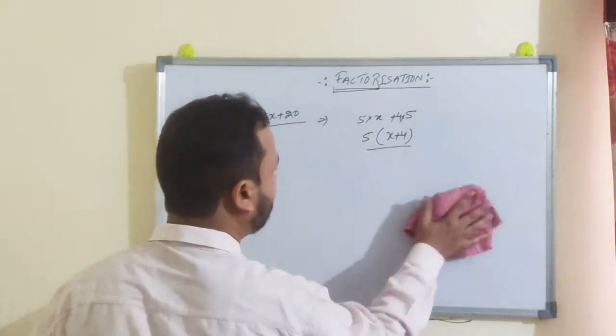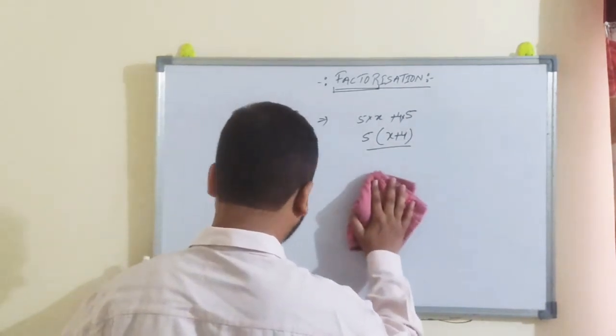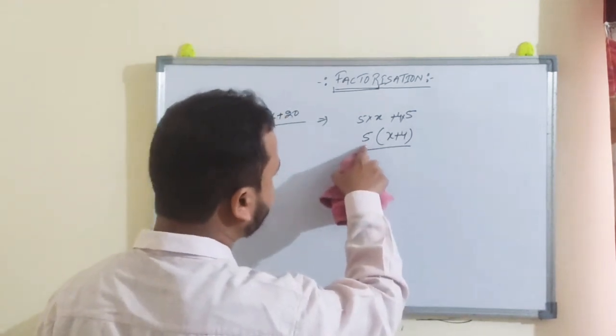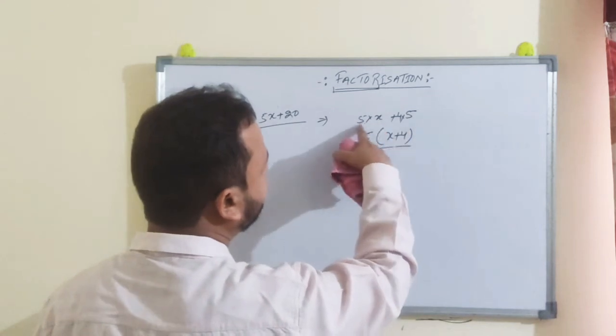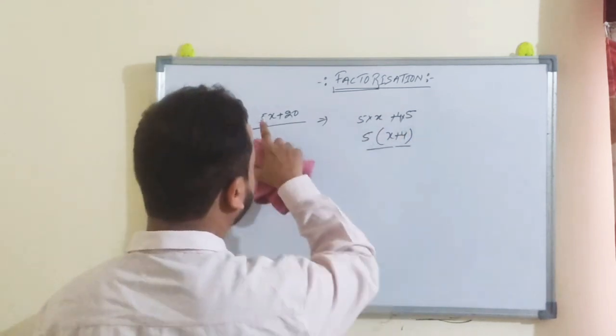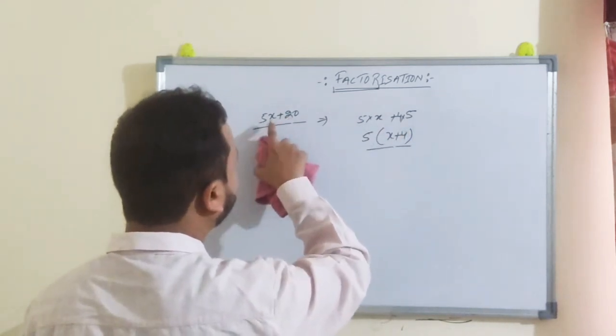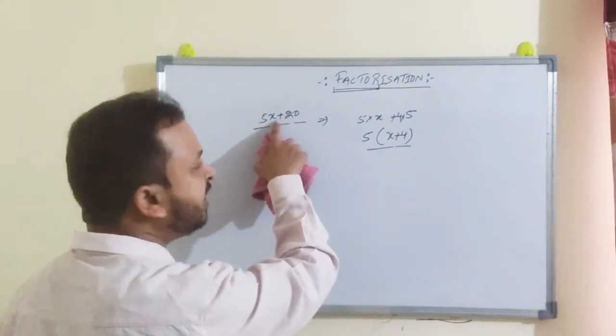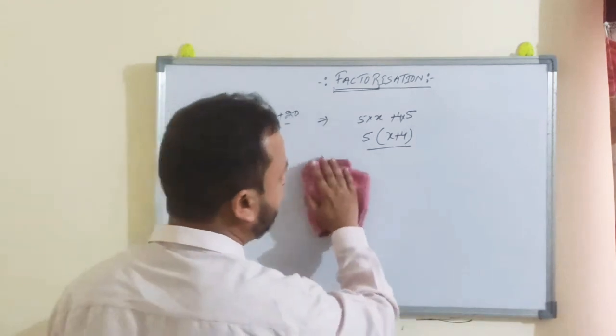So while factorizing, we should understand that this common part is the HCF of these two terms, right? This is a term, this is a term. When these two terms are added with a mathematical operation, they are known as expressions, right?